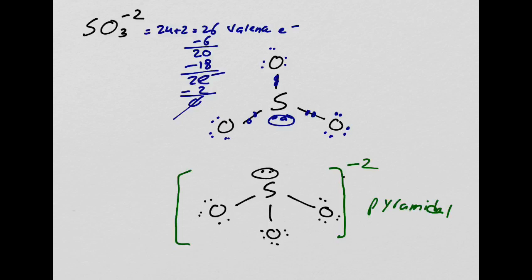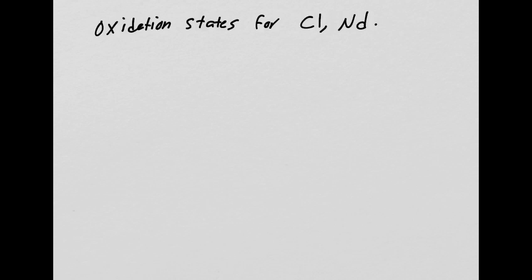The next question has to do with oxidation number. Let's do some oxidation number. Figure out the oxidation number or oxidation states for Cl and for Nd. Okay, let's do the Nd first actually. Here's Nd. The first thing you need to do before we figure out the oxidation states is the abbreviated electron configuration.